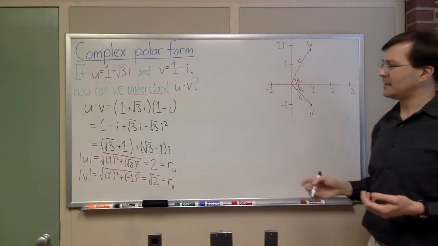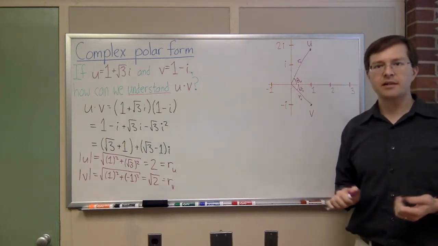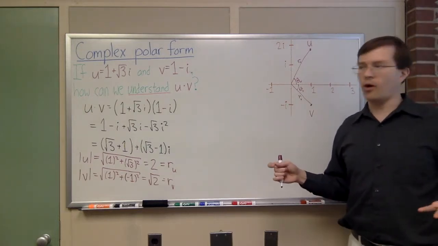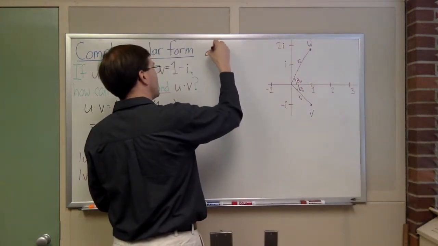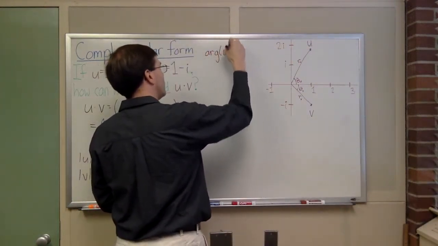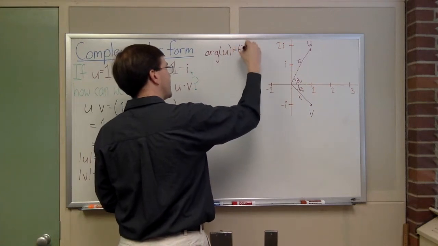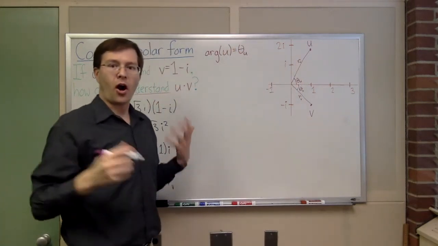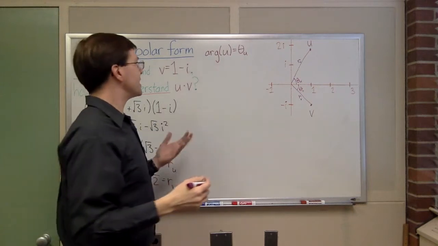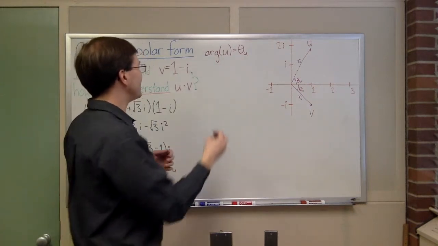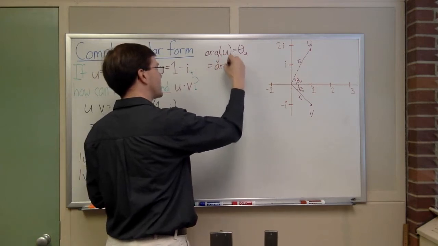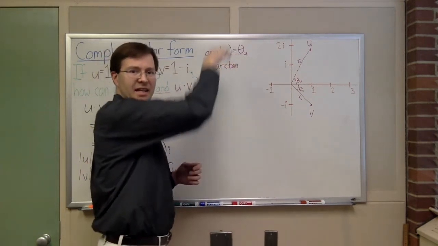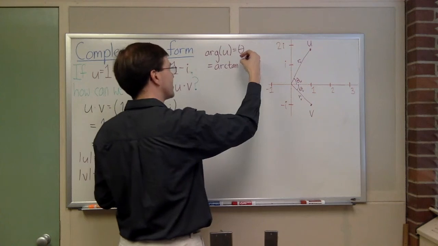For the theta, it's not as obvious what that is. We can define a name for it, right? We can say that the argument of u is what we've called theta u over there in that picture. The argument, arg of u, is that. And to find it, that is the arctangent or inverse tangent. Some people just say tan inverse. I'm saying arctangent because it's a little more explicit.